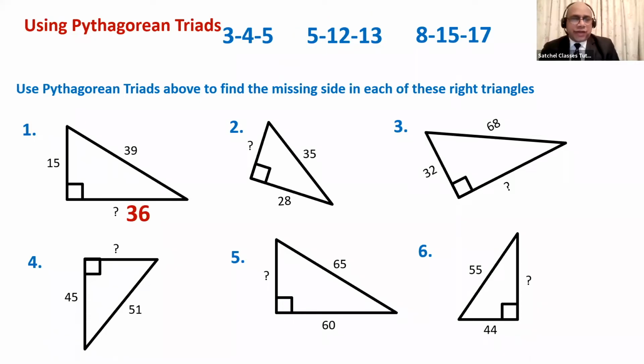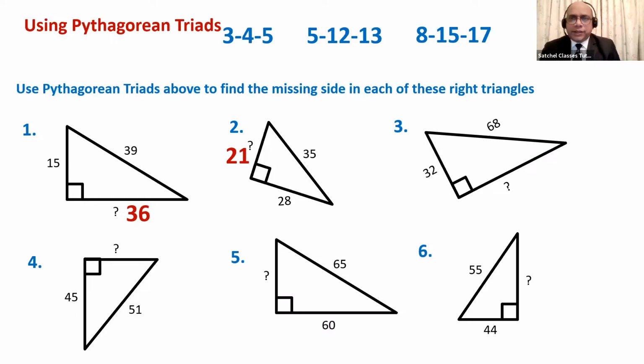Let's look at the second triangle. The hypotenuse there is 35 units, and 35, as you know, is a multiple of 5, so I can easily link it to the first triad. 5 times 7 is 35, and hence the multiplier is 7. 4 times 7 is 28, which is the other side which is given to us, and hence the missing side has to be 3 times 7, which is 21 units.